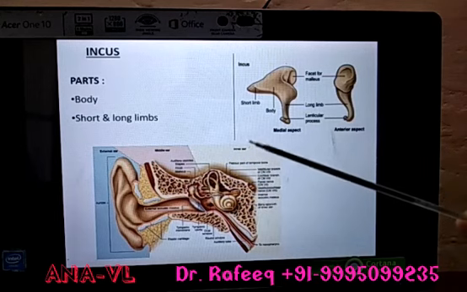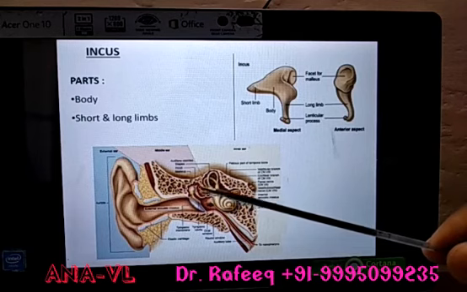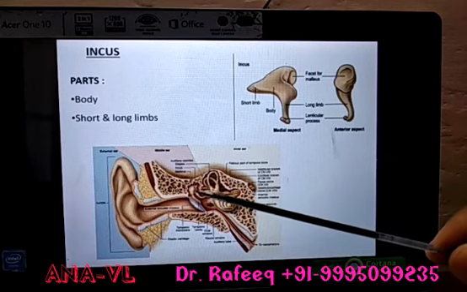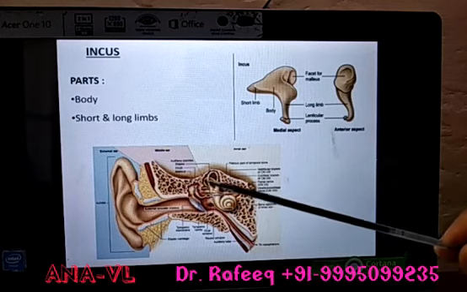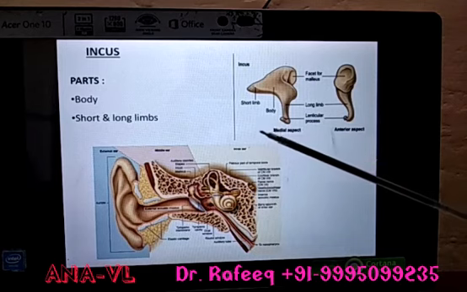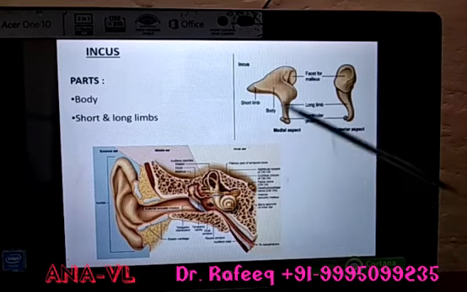And that joint is called the incudomalleolar joint. So the joint between the body of the incus and the head of the malleus is called the incudomalleolar joint. Next is the long process and short process.